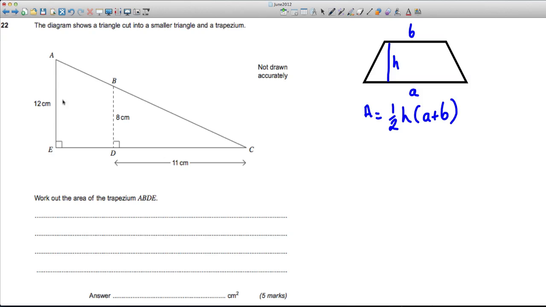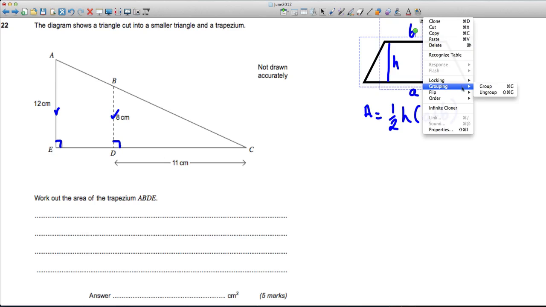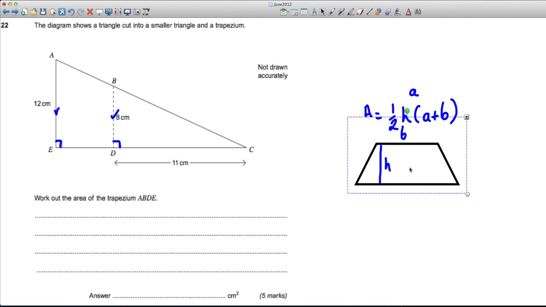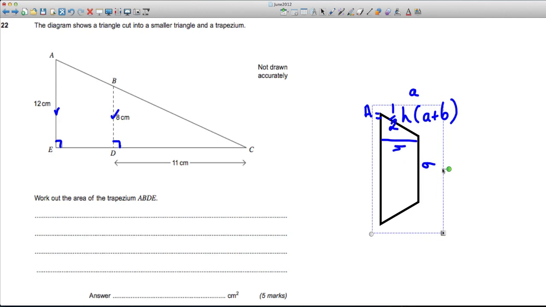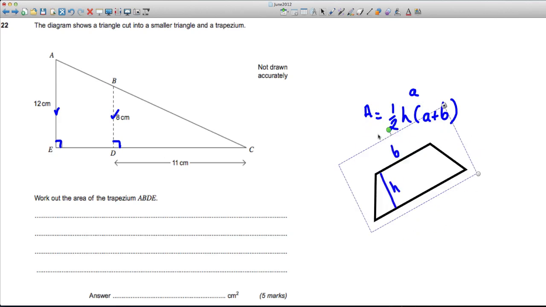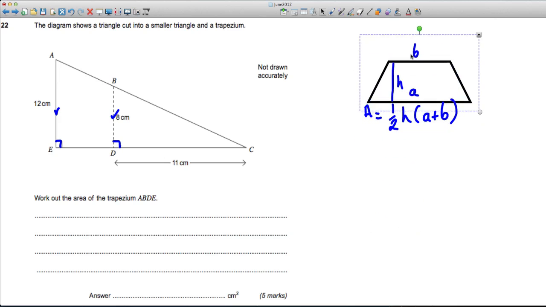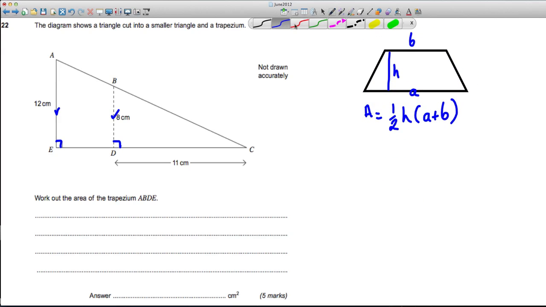Okay, now here's our trapezium here. Clearly this and this are the parallel lines because they're both at right angles to the base. So this is a trapezium sort of on its side, as it were. So it's kind of like that type of trapezium. Therefore the height is the distance between E and D here. So we need to know this distance in order to work out the area of the trapezium.